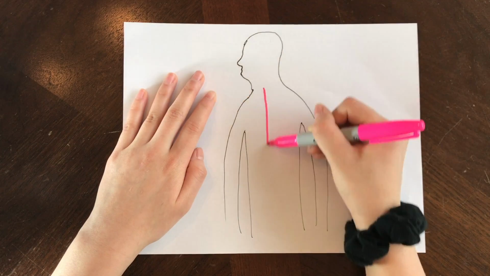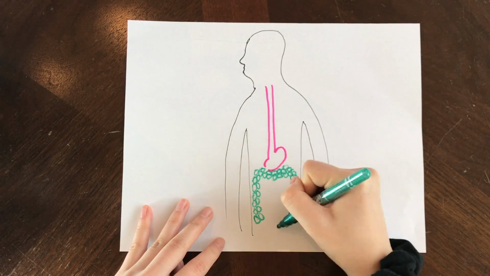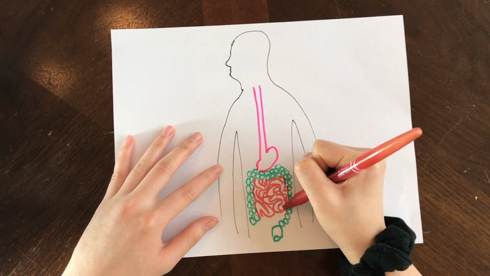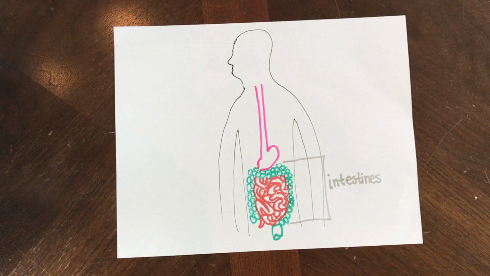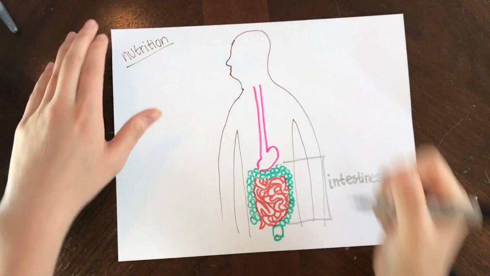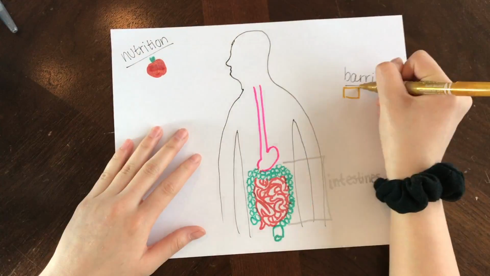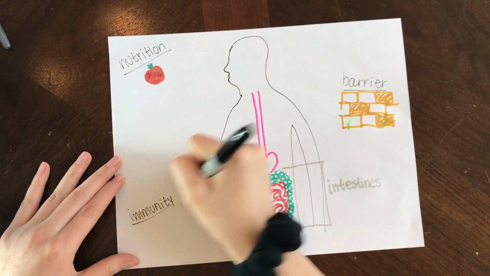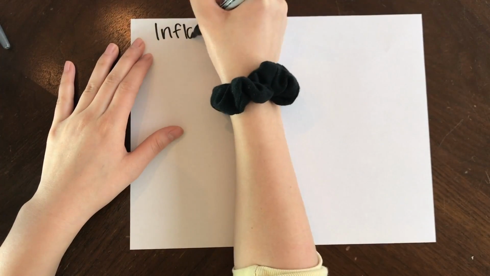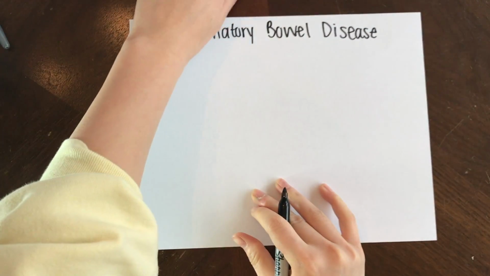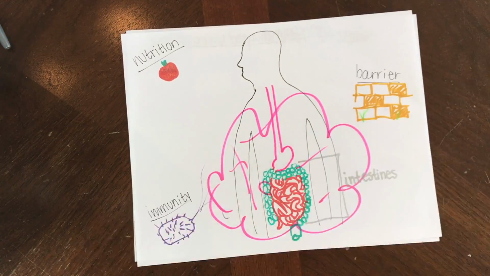Because IBD most heavily impacts the intestines, it is best to start there. The intestines are a long, continuous tube running from the stomach to the anus. The intestines are necessary to absorb the nutrition in food, provide a barrier against bacteria, and produce immunity against bacteria. IBD are inflammatory bowel diseases in which the intestinal lining or mucosa is inflamed.